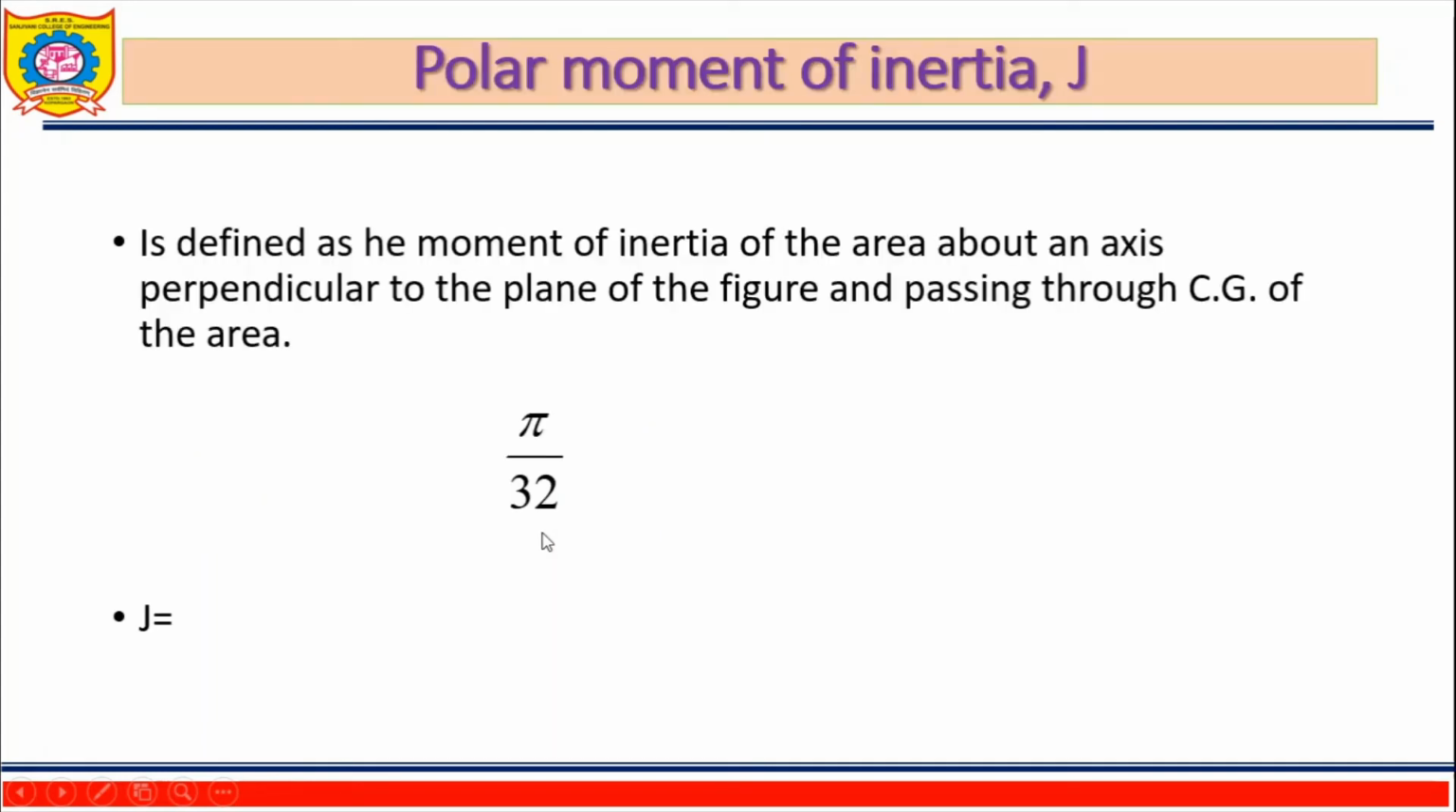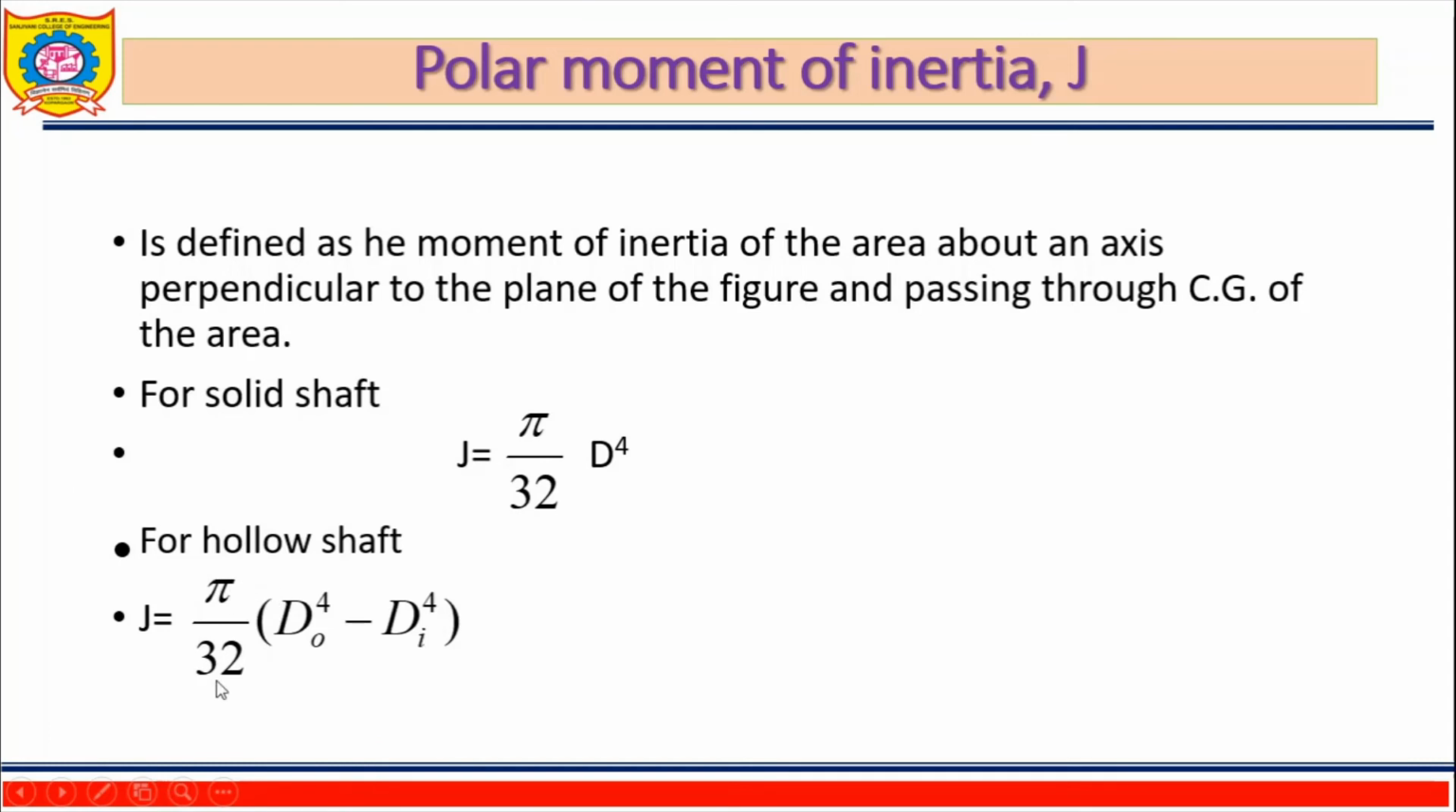Polar moment of inertia. So we have to add the two moments around the x-axis and y-axis, and from that we can find out the polar moment of inertia. It defines the moment of inertia of the area about an axis perpendicular to the plane of the figure and passing through the CG of the area. So for the solid shaft it is denoted by J equal to pi by 32 d raised to 4, and for the hollow shaft it is pi by 32 (D0 raised to 4 minus di raised to 4).